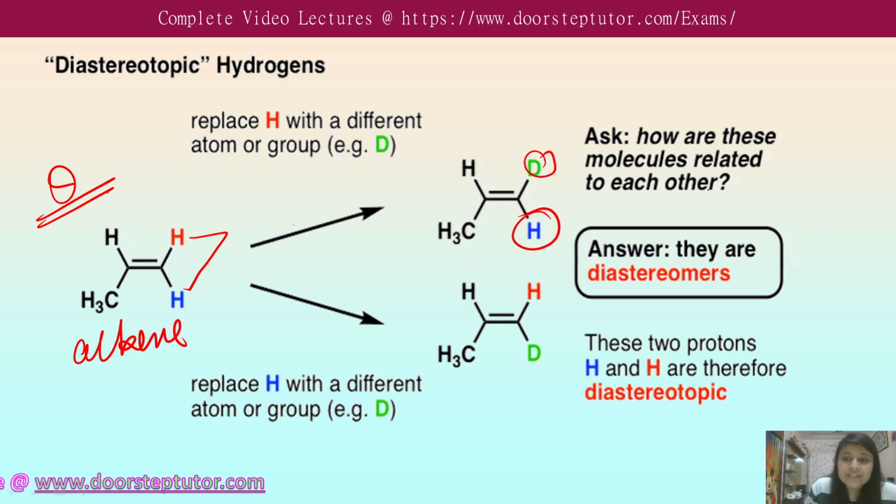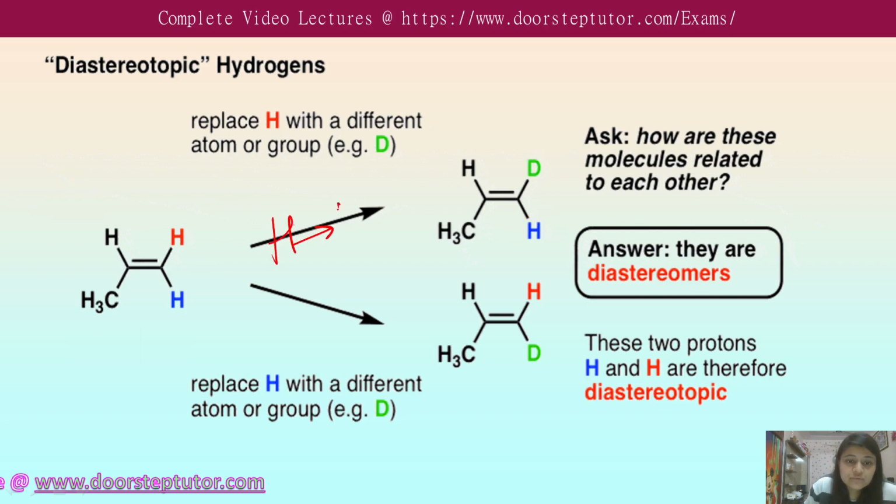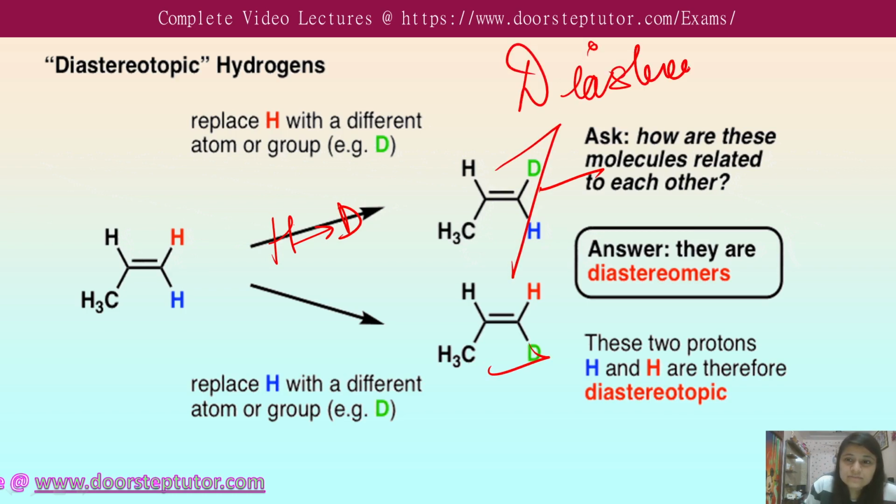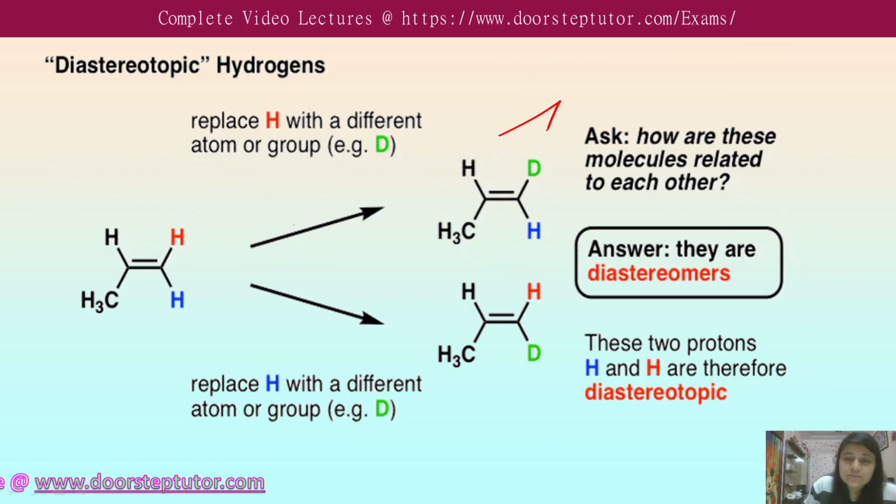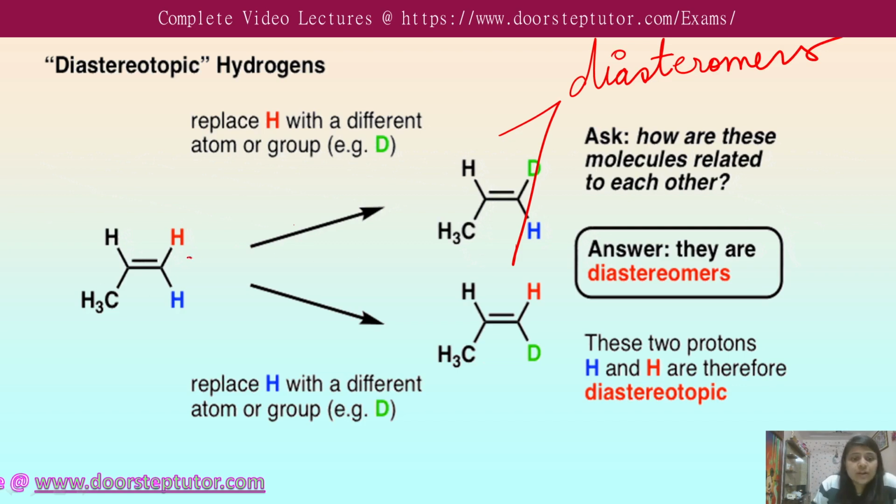So how are these molecules related to each other? If we replace the hydrogen with deuterium, we get this and this. These two are diastereomers. If these two are diastereomers, then the relation between the hydrogens is also diastereotopic. So these two hydrogens are diastereotopic.